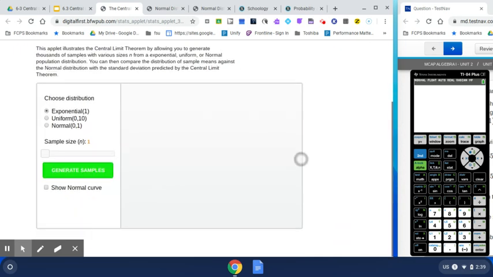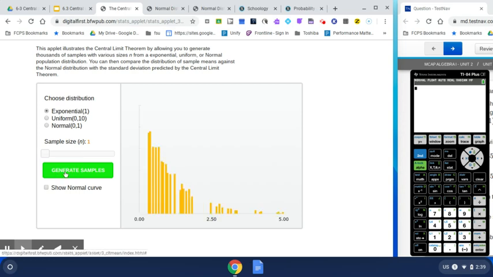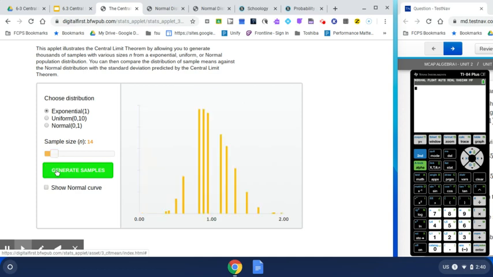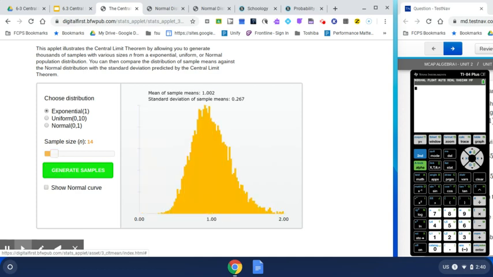In this applet, we can choose different types of distributions along with different sample sizes. If we just look at an exponential distribution for a moment, sample size 1, you see that an exponential distribution is very right skewed. But if we increase sample size and we look at the mean of those samples, we see that the shape starts to change. It's a little less right skewed for that particular sample size.